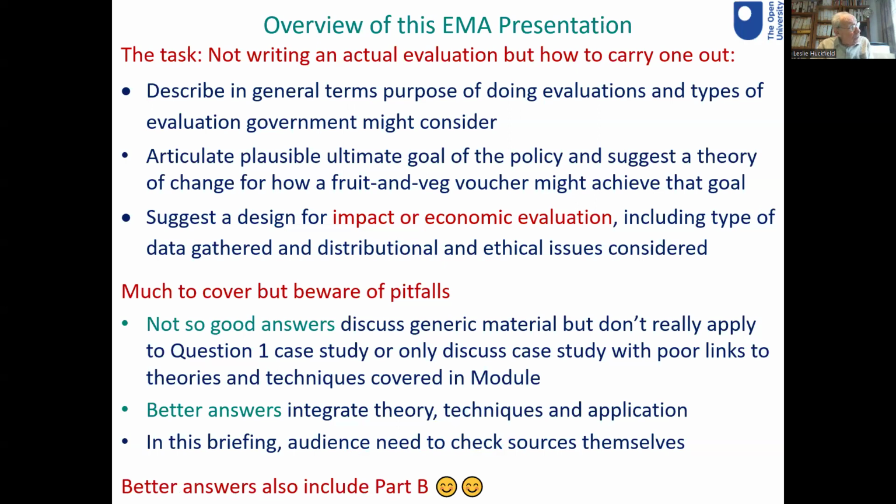So assume that this is a fairly bright, fairly learned audience, and when you go through your briefing, put in the citations and references so that they can check those for themselves. The bit at the bottom: you would be surprised how many people don't do part B, either because they haven't got enough time or didn't think they had to do it. I know part B is only 10 marks, but throwing away 10 marks is quite important, particularly since the EMA can be as much as 40% of your total mark.